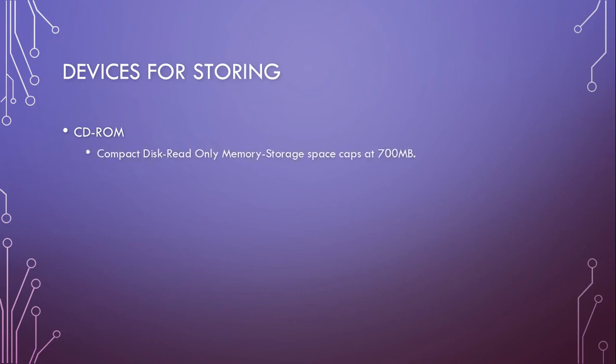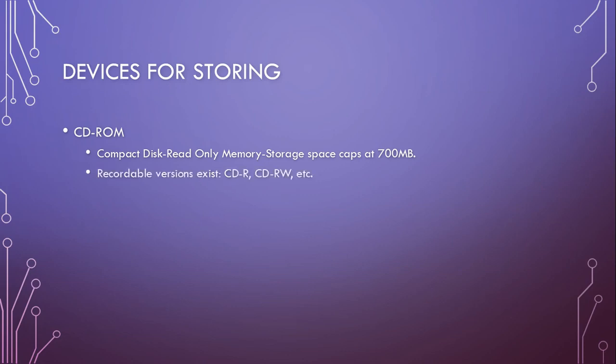So just want to talk about those because the CD-ROM is a compact disc. That's what CD stands for, compact disc. And ROM is read-only memory. Read-only meaning that once you write the data to whatever you're storing it on, you cannot change it. Now, the storage of a CD-ROM caps out at about 700 megabytes.